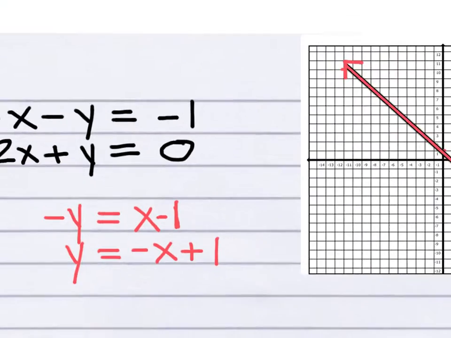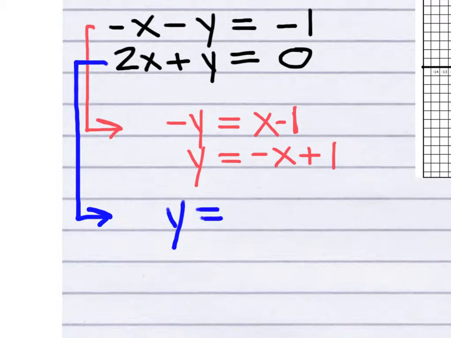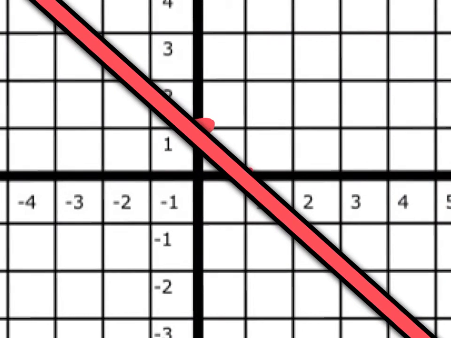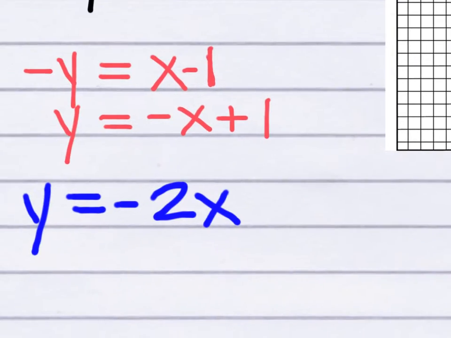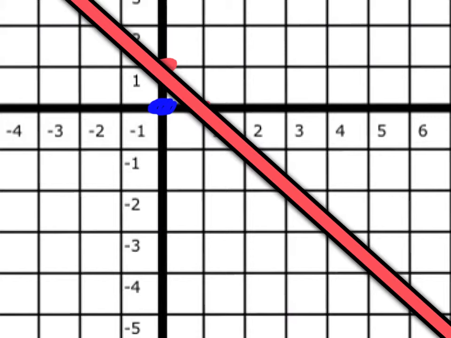Now we'll go back over here and rearrange the second equation, and that's 2x plus y equals 0. We have to leave the y where it's at, move the 2x to the right, and there's no need for the 0. The y-intercept is 0, so we have to go to 0, make a dot, and the slope is negative 2. So from that we have to go down 2 to the right 1, down 2 to the right 1.